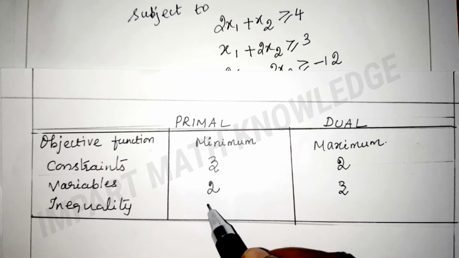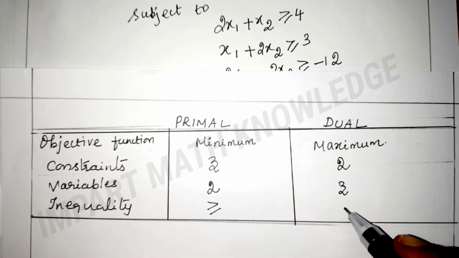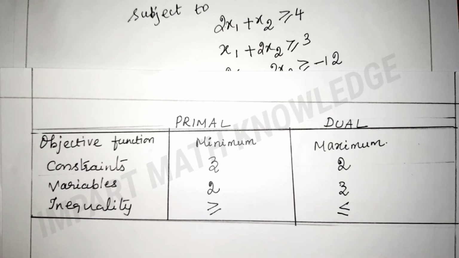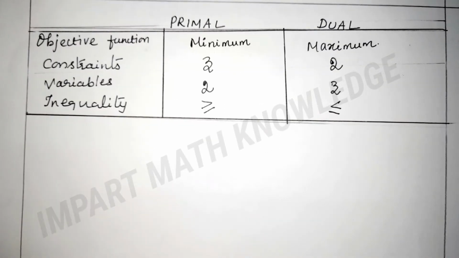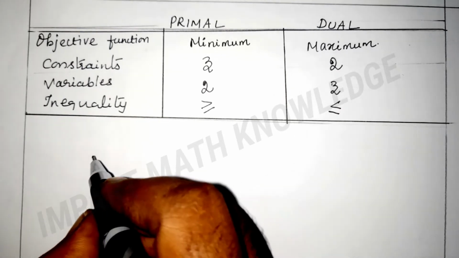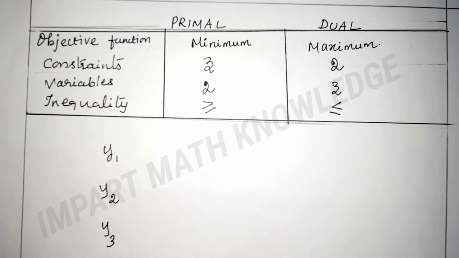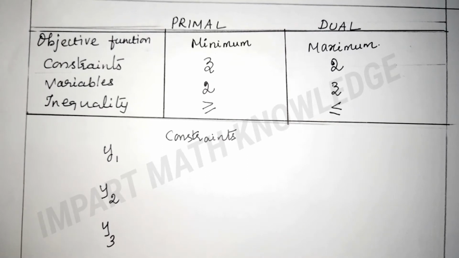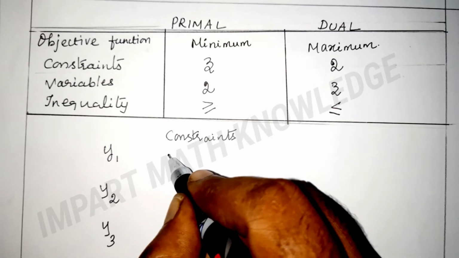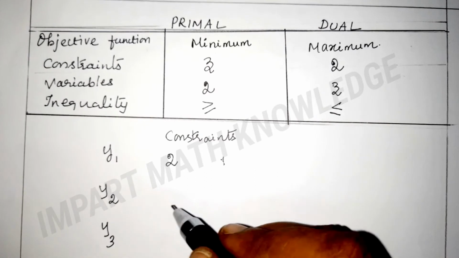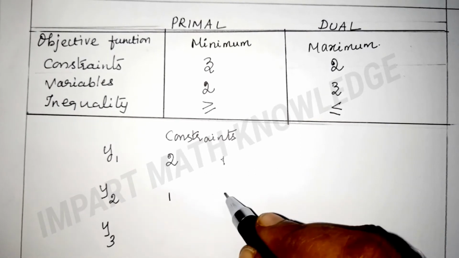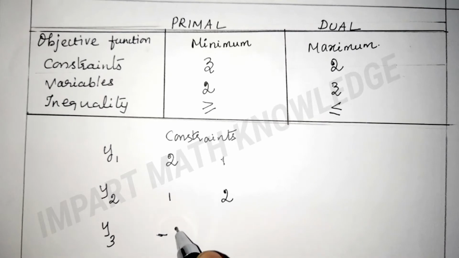In the primal problem, the inequality is the greater than or equal to symbol. So in the dual problem, the inequality is the less than or equal to symbol. For the dual problem, we need 3 variables. Let us assume the variables y1, y2 and y3. Here I write the constraints. Let me write the coefficients of the primal problem. For the first condition, the coefficients are 2 and 1. For the second condition, 1 and 2. For the third condition, minus 2 and minus 2.